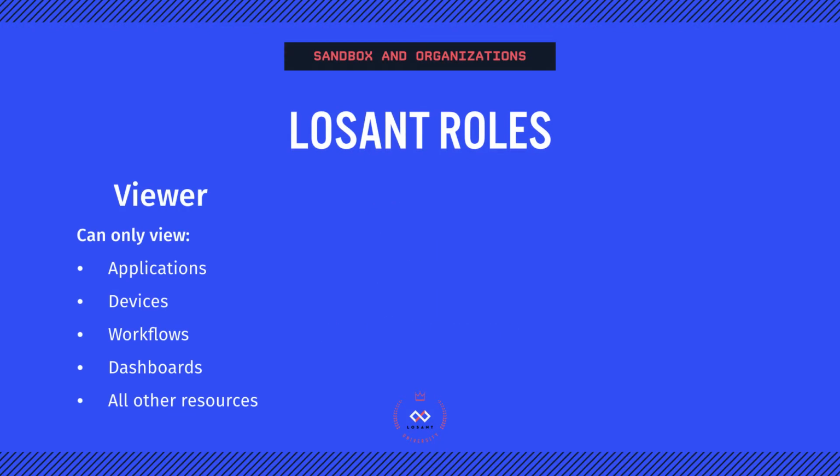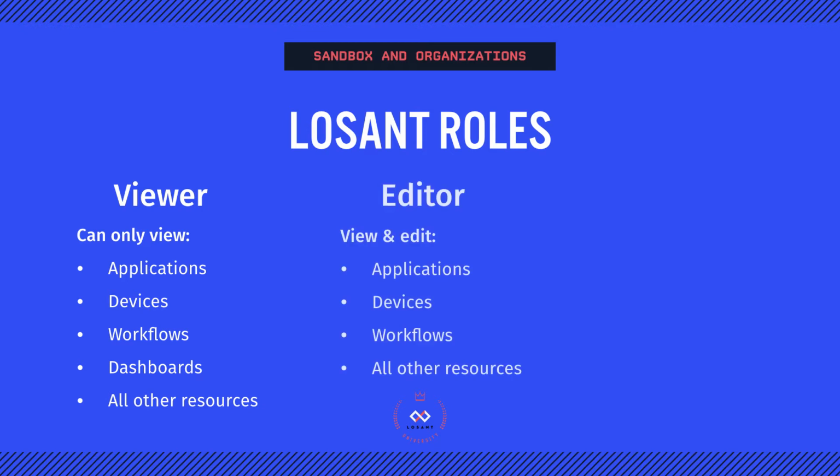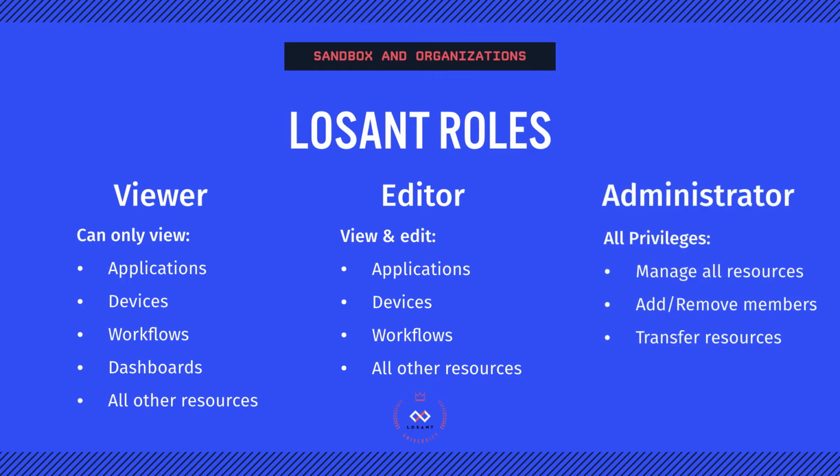A viewer can poke around the organization's applications, devices, workflows, and dashboards, but won't be able to change anything. An editor can view everything a viewer can see, but can also edit the organization's applications, devices, workflows, dashboards, and any other resource owned by this organization. Lastly, an administrator, which is the highest member role of an organization, can do everything. It is the only role that can manage all of an organization's resources, add or remove members, or transfer resources in or out of the organization.